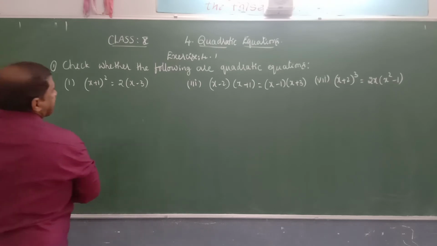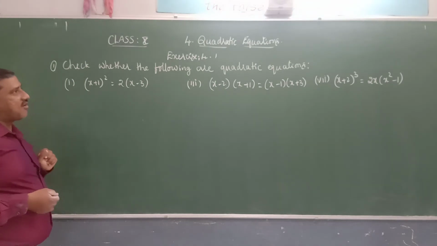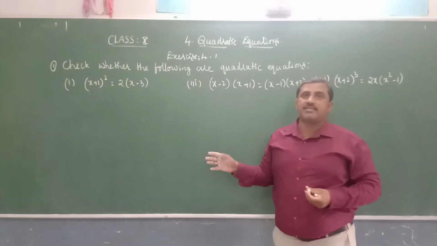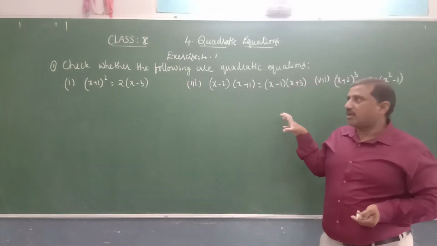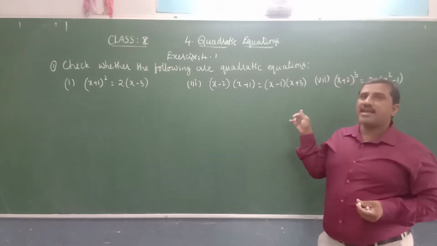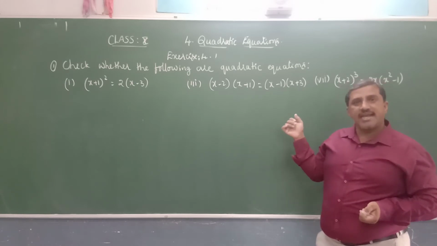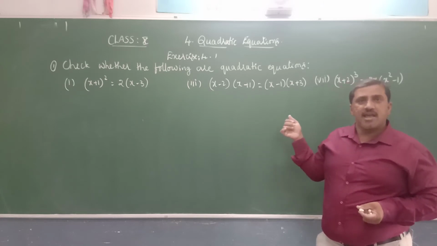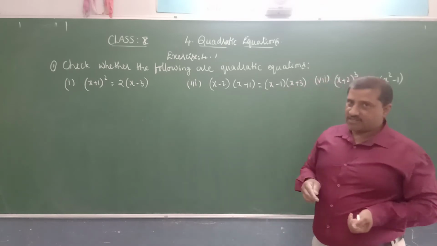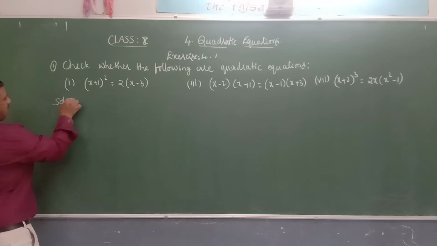Now we will discuss exercise number 4.1. The first bit: check whether the following are quadratic equations. We need to check whether they are in the quadratic equation form or not. So which are in the quadratic equation form? We discussed it just now. That is ax square plus bx plus c is equals to 0, or ax square plus bx is equals to 0, or ax square is equals to 0, or simply ax square plus c is also equals to 0. Then those equations are quadratic equations. Now simplify this to check whether the given equations are quadratic equations or not.